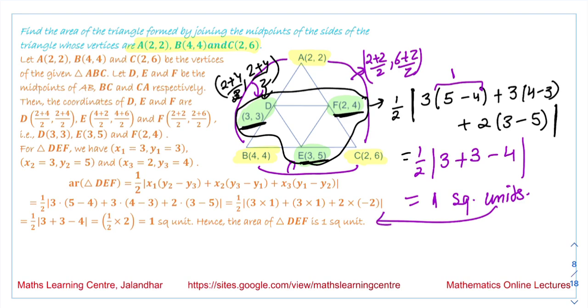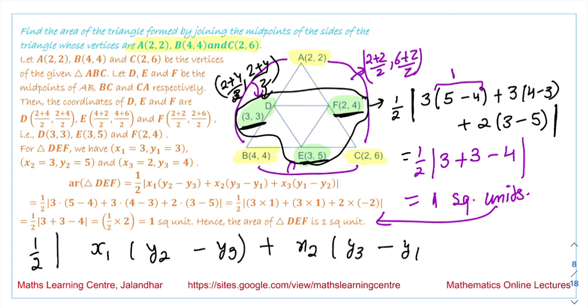Now another method to remember this formula. If we look at this formula, we are saying this is x1, then 1 by 2 is there, then mod is there, then it is y2 minus y3 plus x2 into y3 minus y1 plus x3 into y1 minus y2. I am just talking about how you can remember this formula. Look at these values over here.